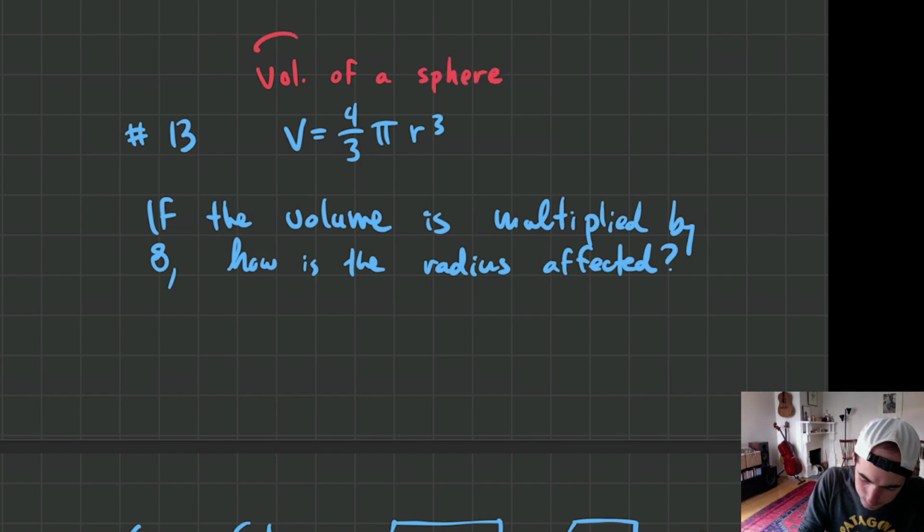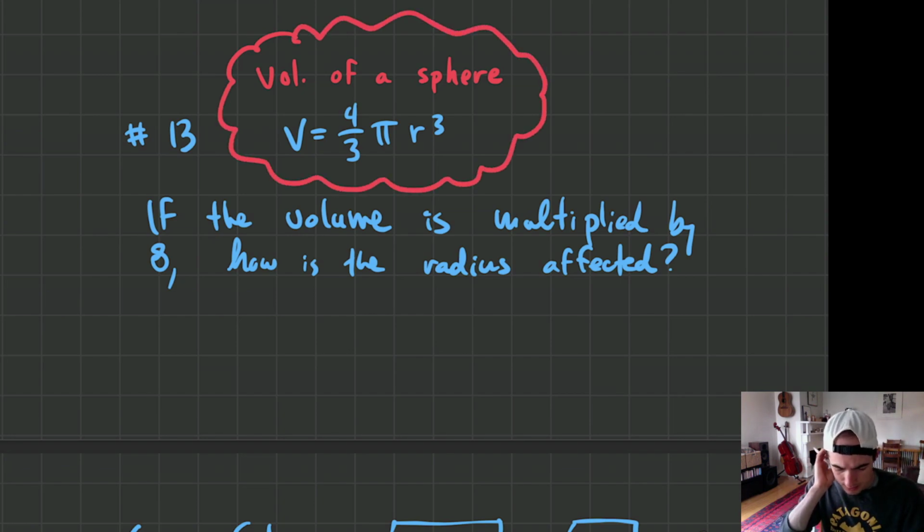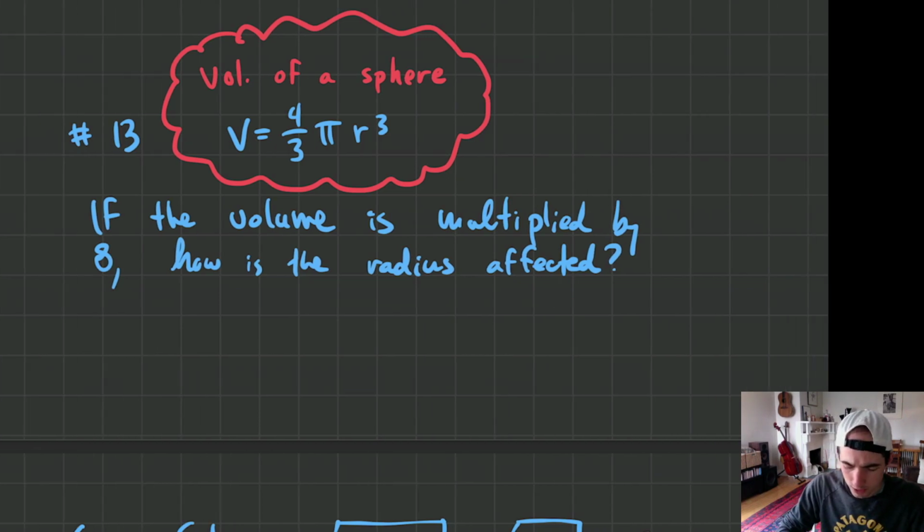Okay, good. So this is the volume of a sphere. It's something that maybe you've seen before. You've probably seen it at some point. I hope you have. It's one of the more important formulas for you to have in your tool belt. So 4/3 pi r cubed. That's the formula for the volume of a sphere.